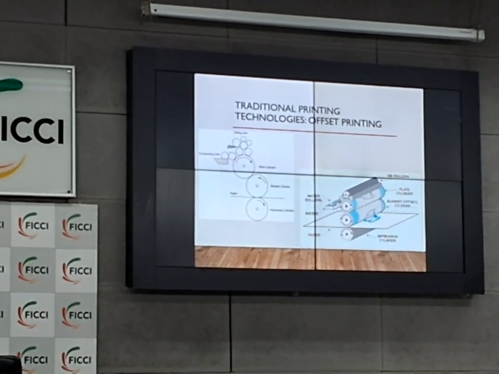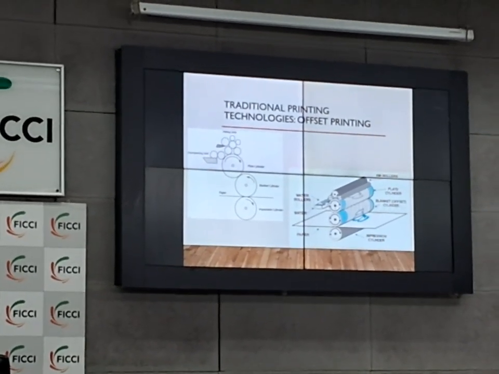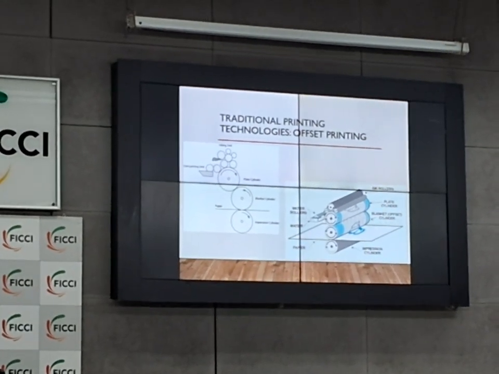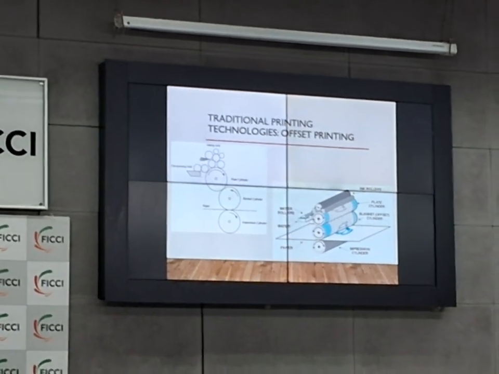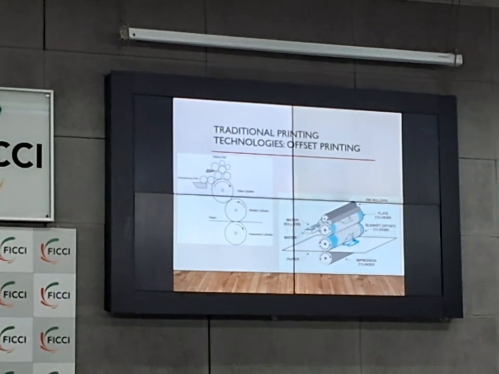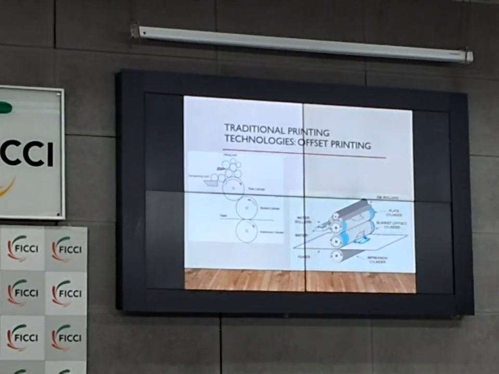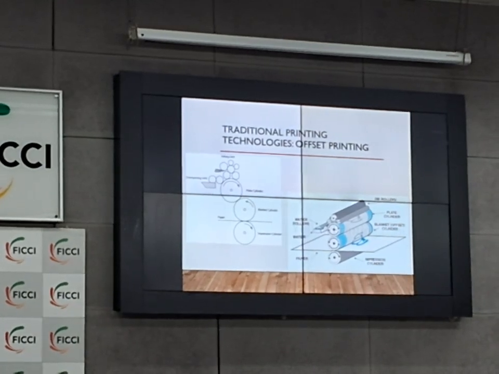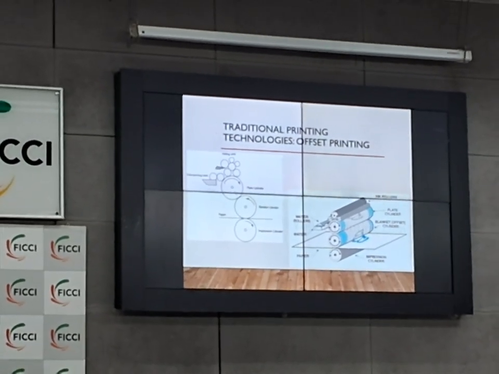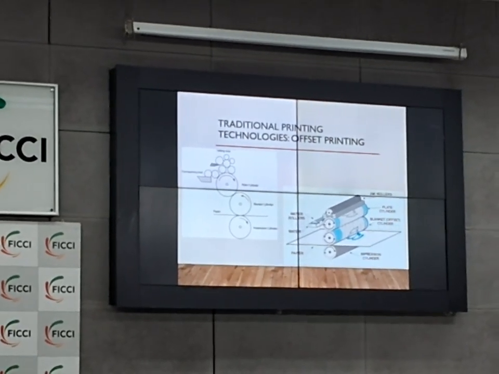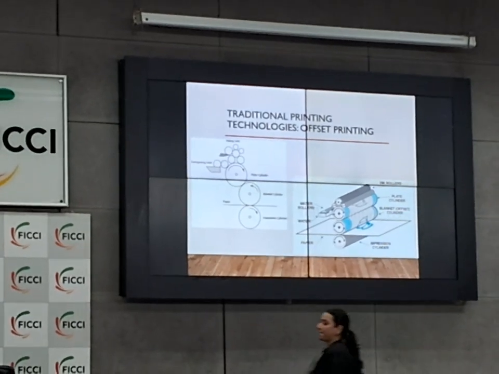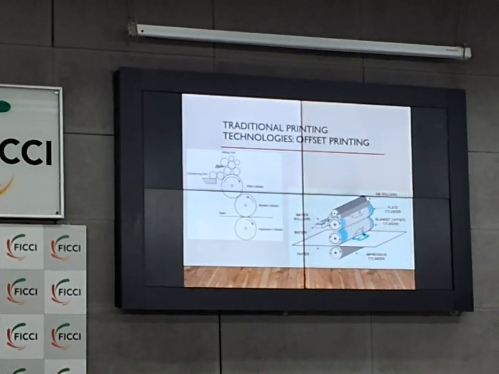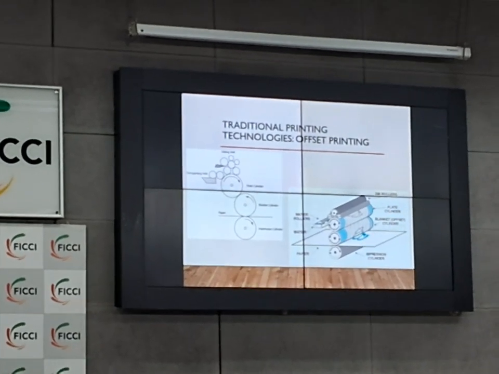Another sketch on the right side shows the dampening system. Before applying ink onto the plate, we have to apply some dampening water to the non-image area, because in the offset printing process image and non-image areas remain on the same surface. So we have to distinguish between the image and non-image areas.